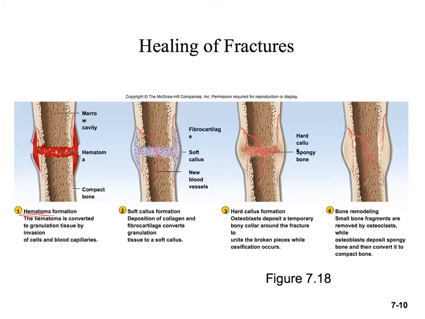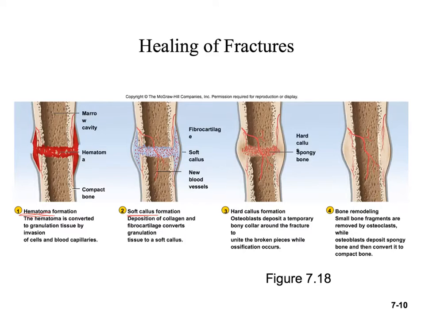Step number 2, we have a soft callus forming. You guys probably have heard of calluses before on like your hands. It's basically just a thickened area of tissue. In this case, the thickened area is going to be your collagen. Collagen, as you may or may not remember, is a type of connective tissue that's involved in repair and in supporting of things. It says here, deposition of collagen and fibrocartilage converts granulation tissue into a soft callus. So the soft callus is important. It's going to be the precursor to the bone, which is going to come in and start replacing that damaged tissue.